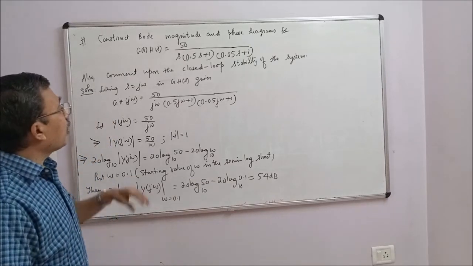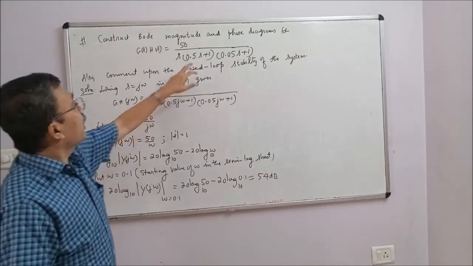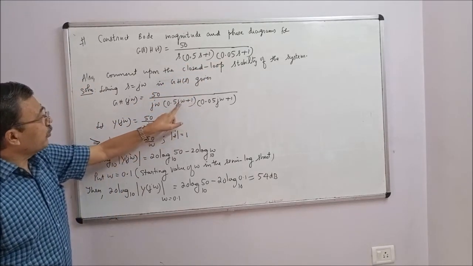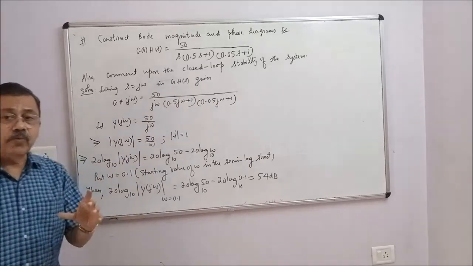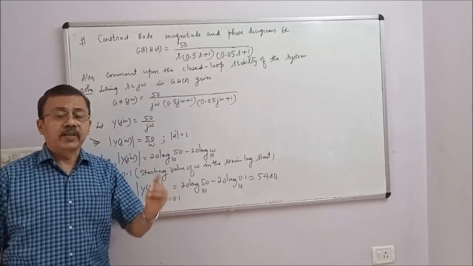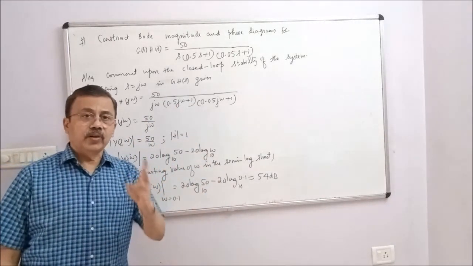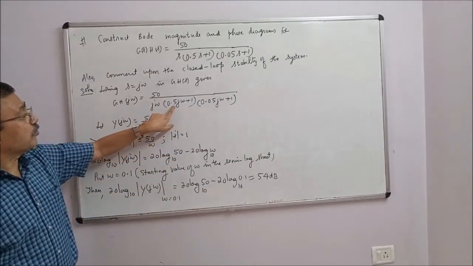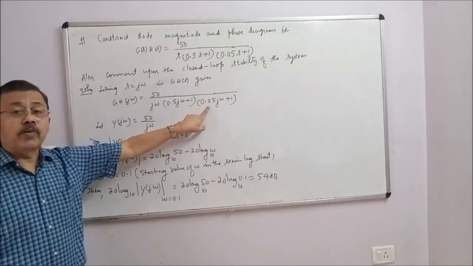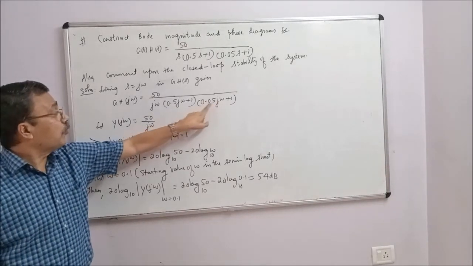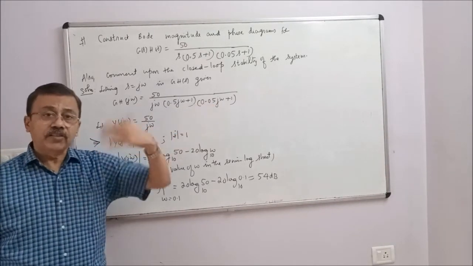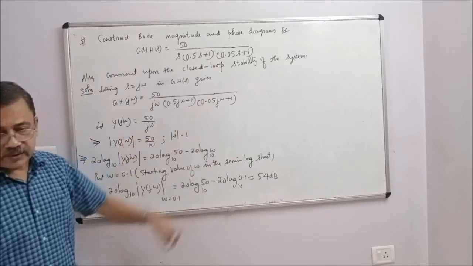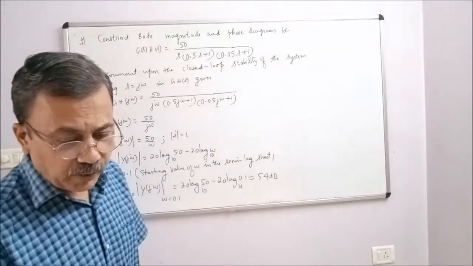Now, how to find corner frequencies? Take the 1 plus something factors. This factor contains 1. What is the coefficient of J omega? Coefficient of J omega is 0.5. Take the reciprocal of it. You get 1 over 0.5 is 2. So, the corner frequency of this factor is 2. What is the corner frequency of this factor? Take the coefficient of J omega and find its reciprocal. 1 over 0.05 is 20.